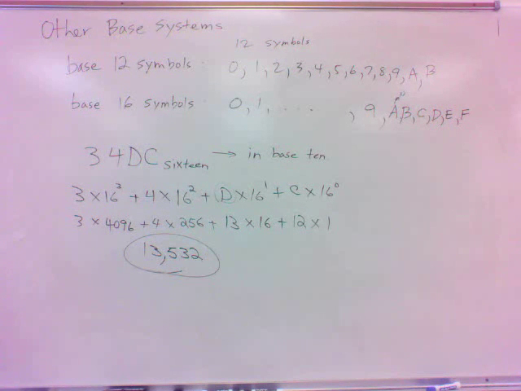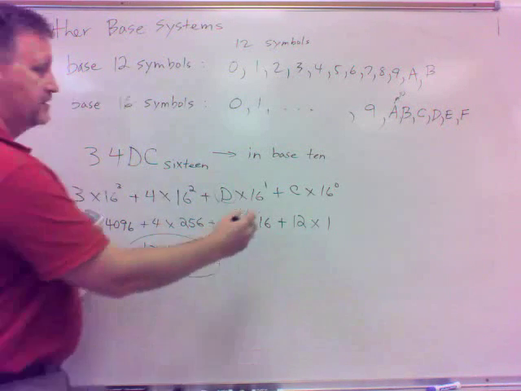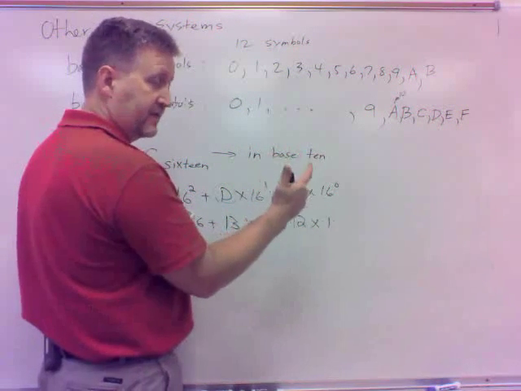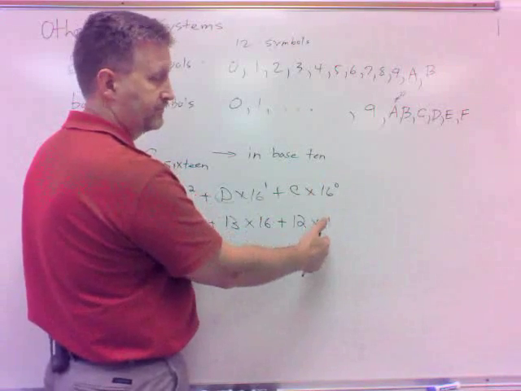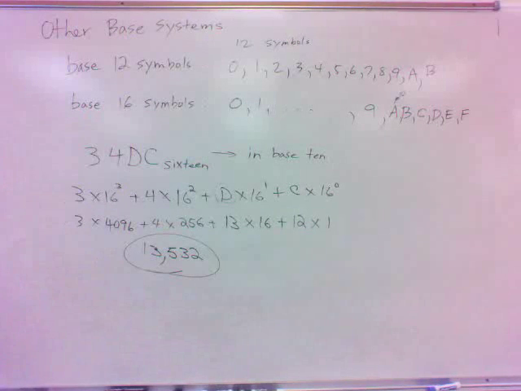Question? You got 13,528? Try it again then. 13,532 is what I get. Okay, C is 12 because A is 10, B is 11, C would be 12. 16 to the 0 power, anything to the 0 power is 1. Yes. Okay. All right.